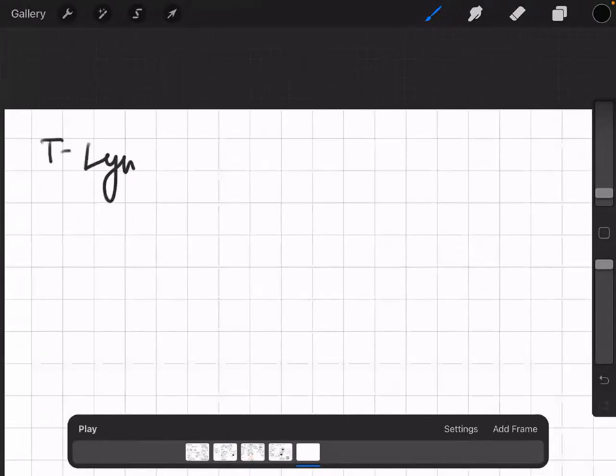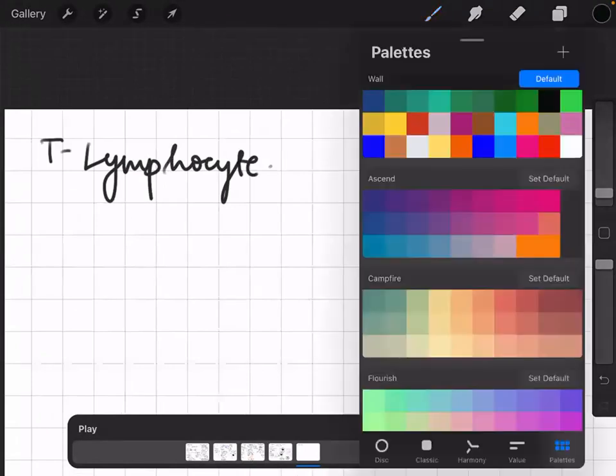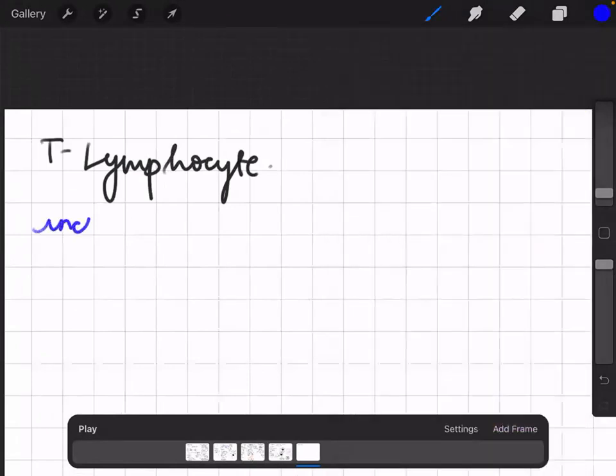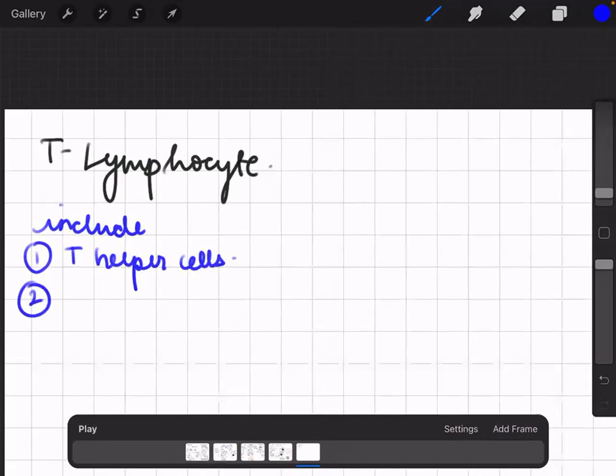So I'll write T lymphocyte. The T lymphocyte are always going to include two helpers with them. So I'm going to write include. First one is your T helper cells. And the second one that they are going to have is T killer cells.